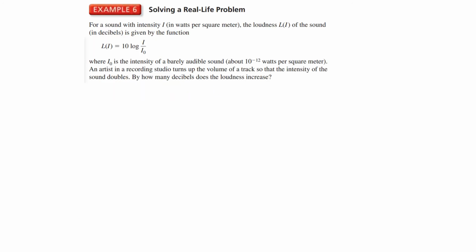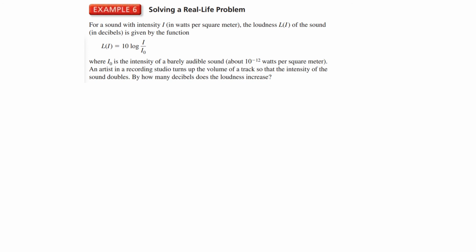And we can finish up today's lesson with a word problem. For a sound with intensity I, the loudness L of I of the sound in decibels is given by this function. L of I is equal to 10 times the log of I divided by I sub 0, where I sub 0 is the intensity of a barely audible sound. An artist in a recording studio turns up the volume of a track so that the intensity of the sound doubles. By how many decibels does the loudness increase?